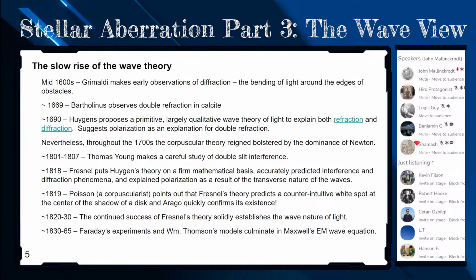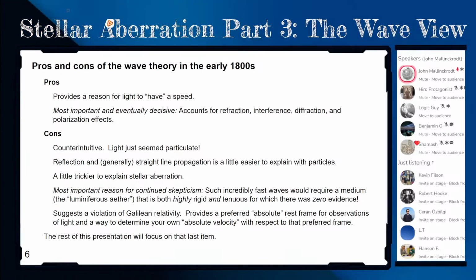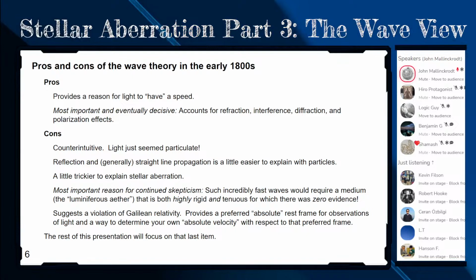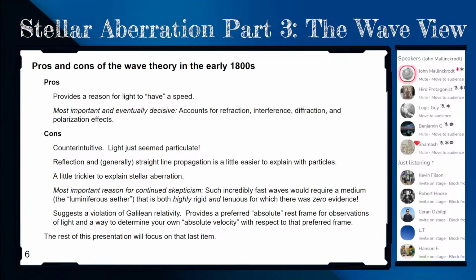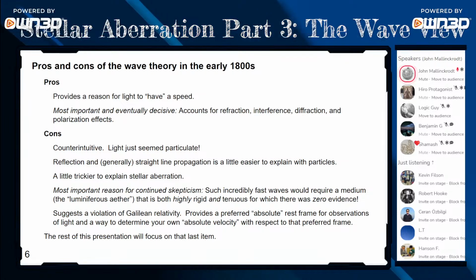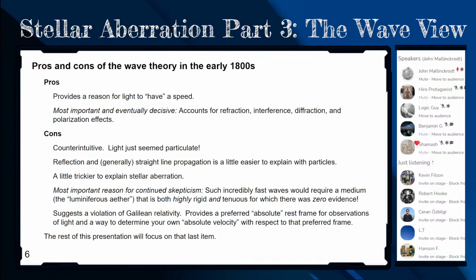All right, let's go on to slide 6. So the pros and cons: it's worth appreciating that even in the early 1800s when we started to get this, there were still some pros and cons. The pro of the wave theory is that it provides a reason for light to have a speed. If light is a wave, then the speed of light is the speed of those waves, just like it is for sound, for waves on water, and for waves on a string. Wave speed always depends on some competition between the stiffness of the medium and the inertia, how much mass the medium has. It at least provides a reason for light to have a speed, so that's cool.